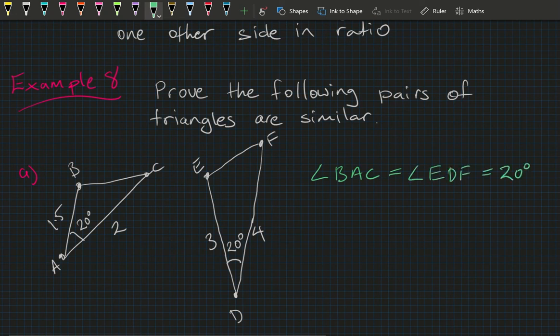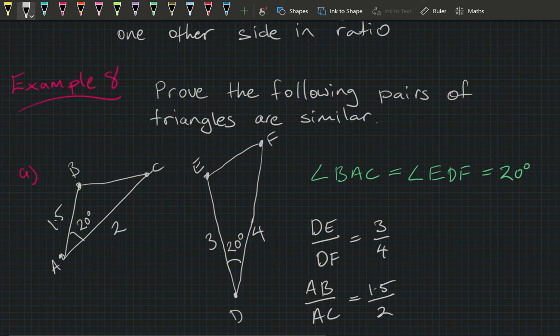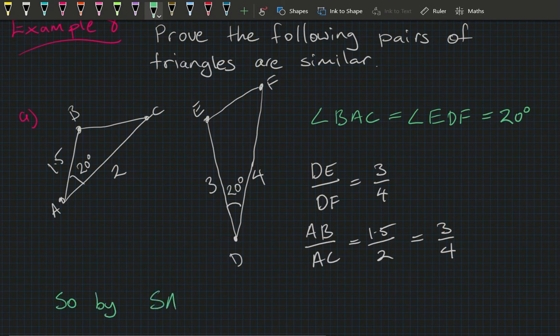So we can look for the scale factor, but we can just look at the ratio between these two sides. DE over DF is equal to 3/4, and AB over AC is equal to 1.5 over 2, and multiplying top and bottom by 2 equals 3/4. So both triangles have sides that are in ratio with each other and a corresponding angle that is equal. So by SAS, ABC is similar to DEF.